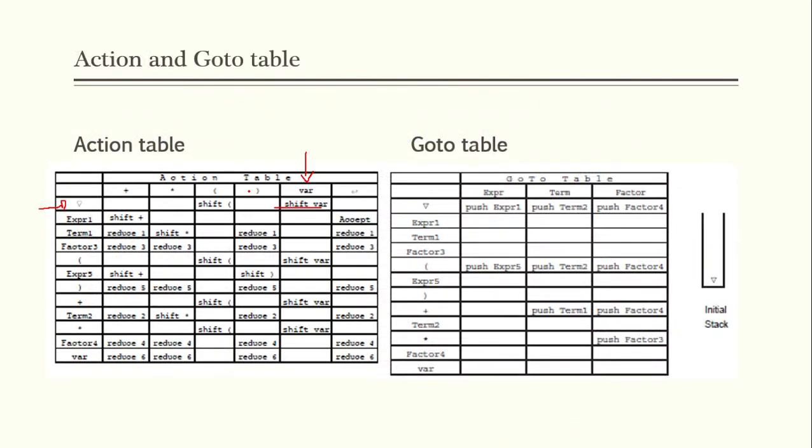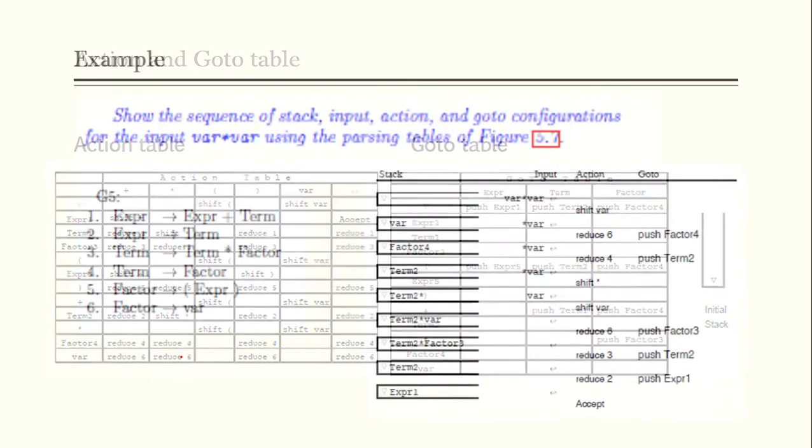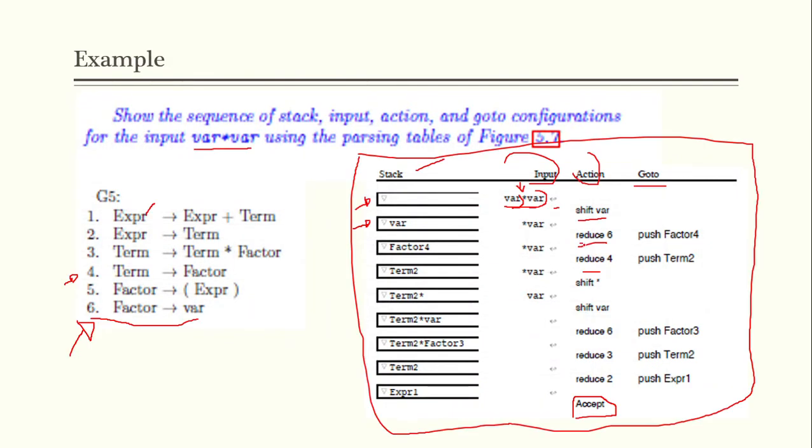Then refer to the action table here. Row is var. This is var. Your column is star, which is here. So what would be the action is reduce 6. Okay, now you write the action as reduce 6. And I said if it is reduce, you need to read the goto table.